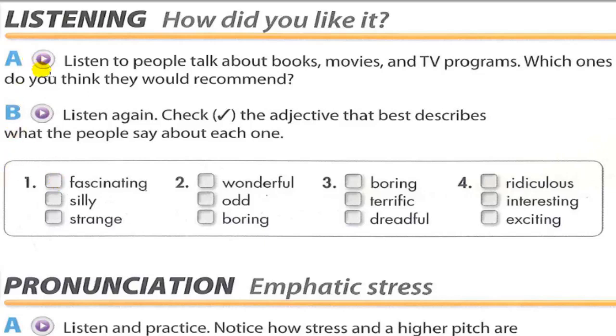Number 1, A. They're talking about a book. The book is fascinating, silly or strange. Fascinating, wonderful. Why? Because she continued until 4 a.m. in the morning to finish it. The book is about a series of mysteries. The writer uses the alphabet ABC to build mysteries. B for burglar, C for corpse, K for killer. So I think that she would recommend it. She would recommend the book.